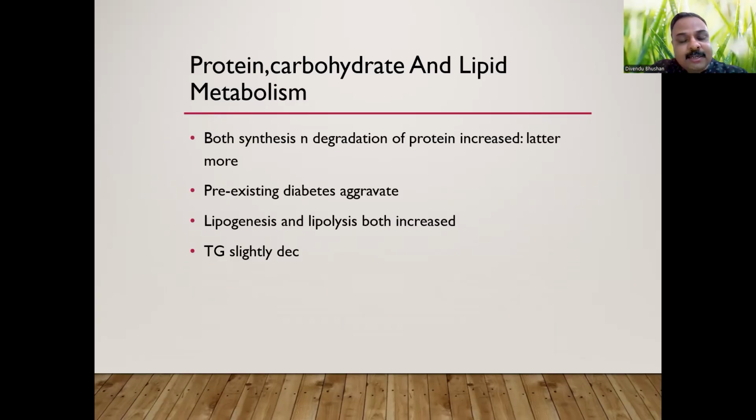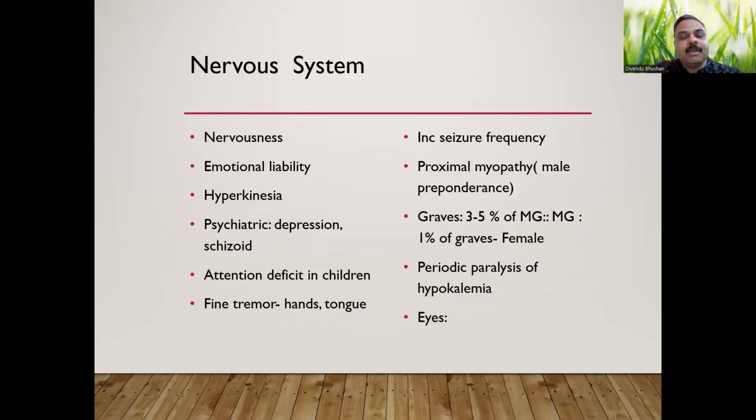Metabolic effects: it increases both the synthesis and degradation of protein, but protein degradation is affected more, so the patient becomes weak. Pre-existing diabetes can be aggravated. Lipogenesis and lipolysis both increase, and triglycerides are slightly decreased. In the nervous system, the patient has emotional lability, hyperkinesia, nervousness, attention deficit in children, fine tremors in the hands and tongue, proximal myopathy, which is mostly in males, and periodic paralysis. Graves' disease is associated with myasthenia gravis in 3 to 5% of cases.